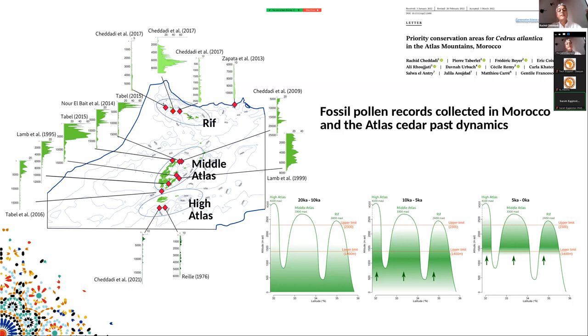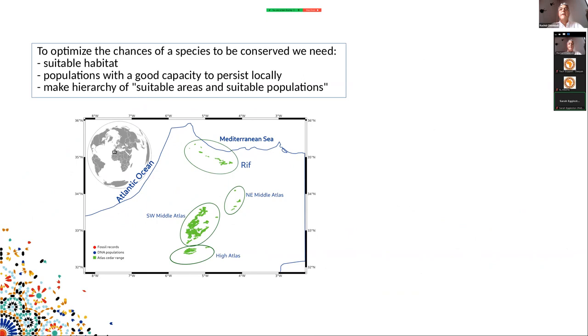So based on this fossil data, we wanted to go a little bit further and make a plan for its conservation. And the plan is that we wanted to optimize the chances of this species to persist in Morocco based on two things. The first one is to look for suitable habitats. I was talking about microrefugia, and then evaluate the capacity of the populations in these microrefugia to persist locally over the long term. And this requires some information about their genetics.